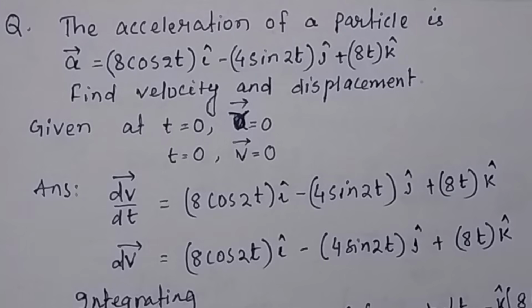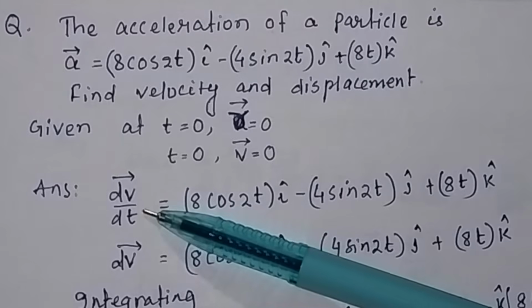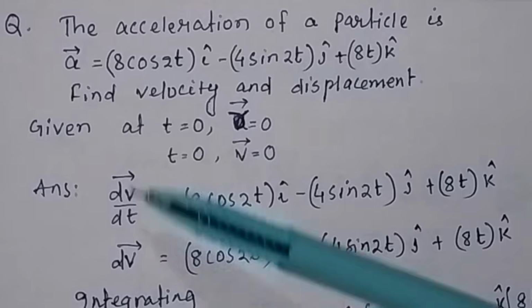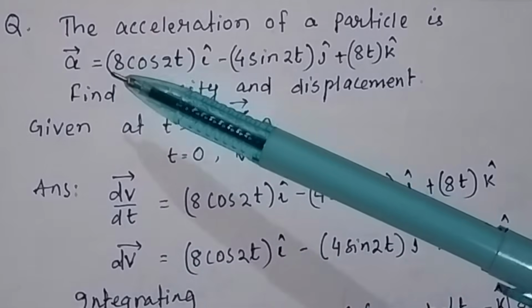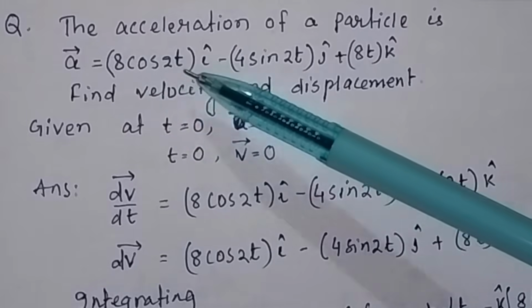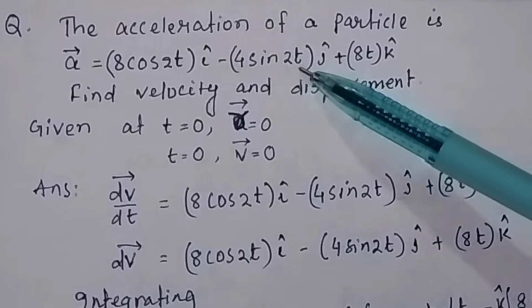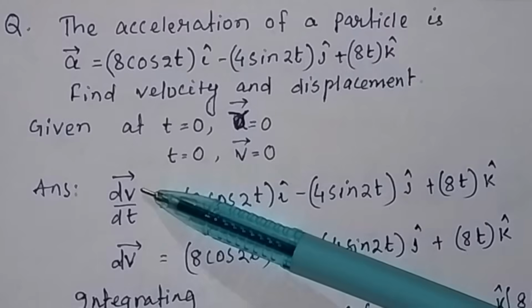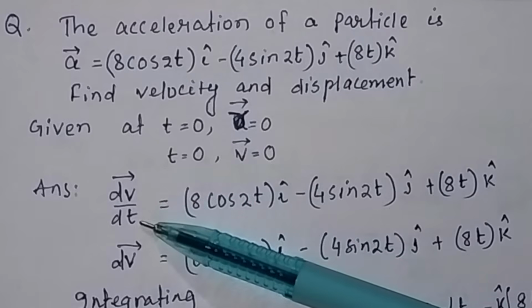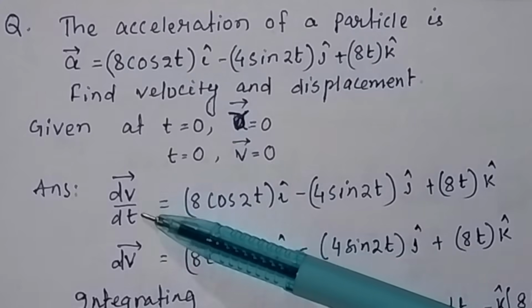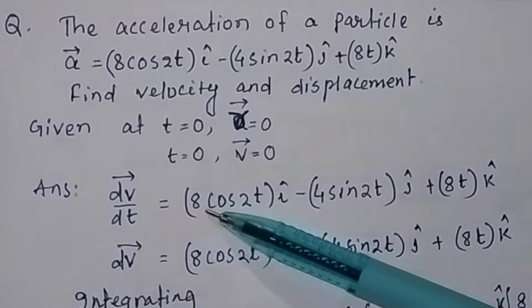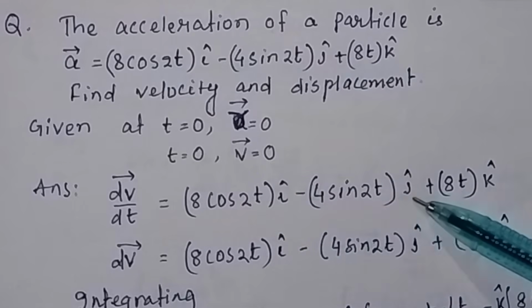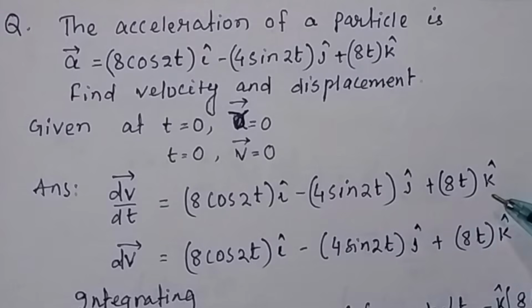We know acceleration a equals rate of change of velocity, the derivative of v with respect to t. So acceleration is given by 8 cos 2t i cap − 4 sin 2t j cap + 8t k cap. So the change of velocity with respect to time is equal to 8 cos 2t i cap − 4 sin 2t j cap + 8t k cap.